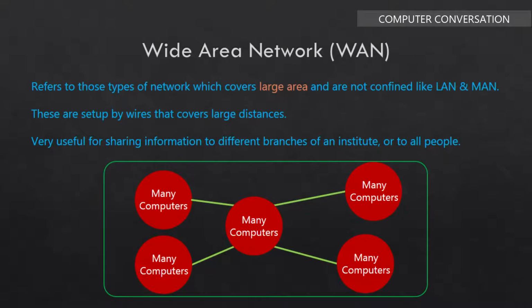Coming to the third type of network, which is Wide Area Network or WAN. WAN refers to those types of network which cover a large area and are not confined like LAN and MAN. These are set up by wires that cover large distances. This type of network is very useful for sharing information to different branches of an institute or to all people, maybe within a country or the whole world.